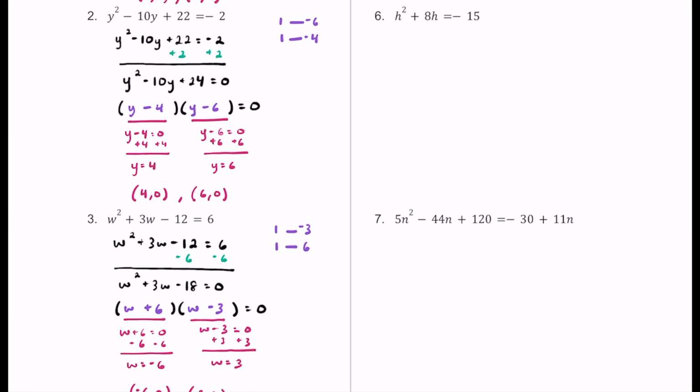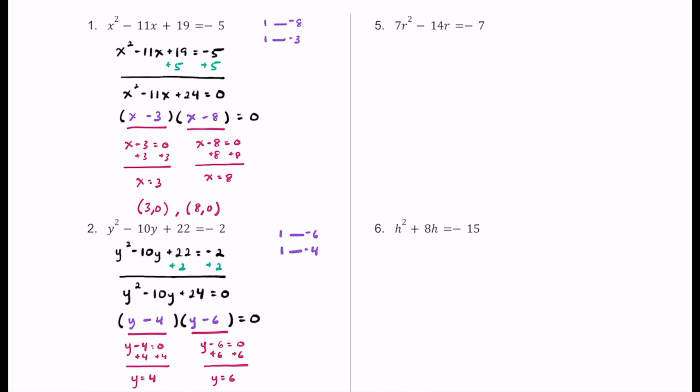Here's number 5. For this one, we have 7r squared minus 14r is equal to -7. In order to factor this, let's make this equal 0, put it in standard form. So let's add 7 to both sides. If we do that, we're left with 7r squared minus 14r plus 7 is equal to 0.